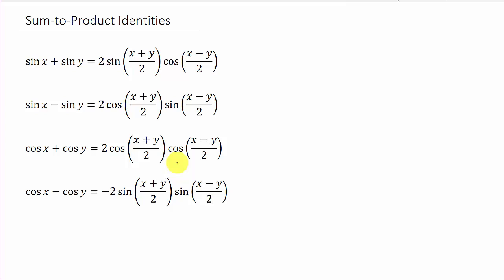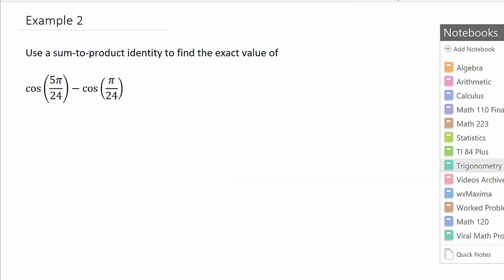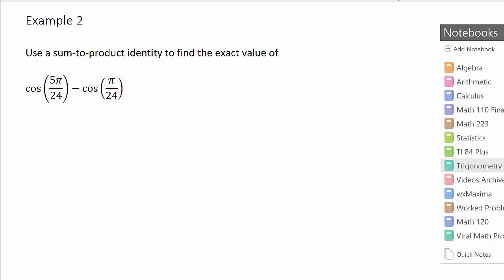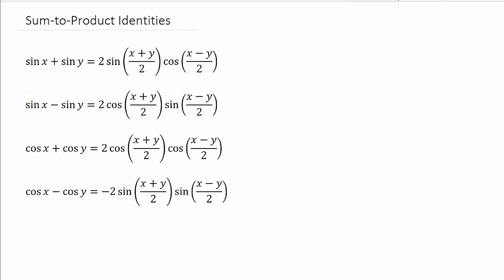This one's going to take a little longer because we're going to have to use another identity to work it. It says use the sum to product identity to find the exact value of this. We've got cosine of an angle minus cosine of another angle, so the last one here is the one we'll have to use, cosine x minus cosine y.